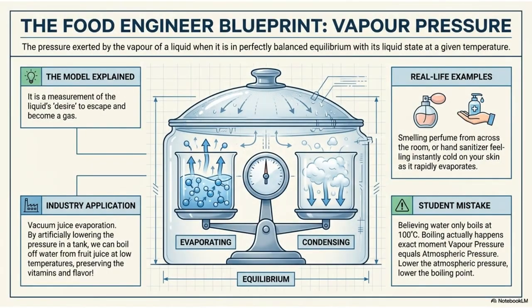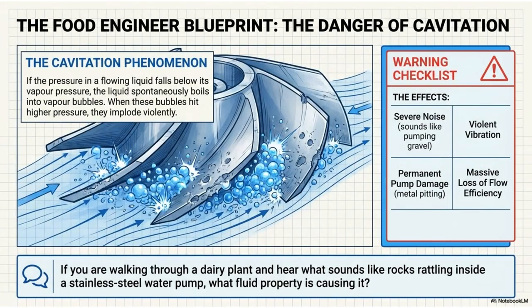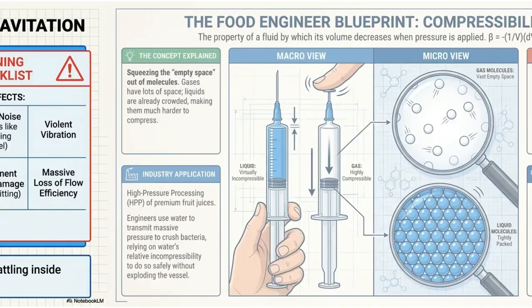Vapor pressure measures a liquid's tendency to escape into a gas. By controlling this, food engineers use vacuum evaporation to boil fruit juices at lower temperatures, effectively preserving essential vitamins and flavor profiles. Cavitation is a dangerous phenomenon where local pressure drops below vapor pressure, causing vapor bubbles to form and implode. This can destroy pump components, causing severe noise and loss of efficiency in your systems.